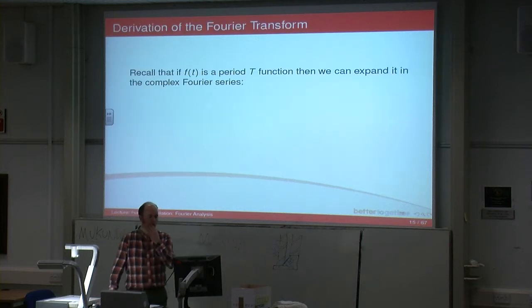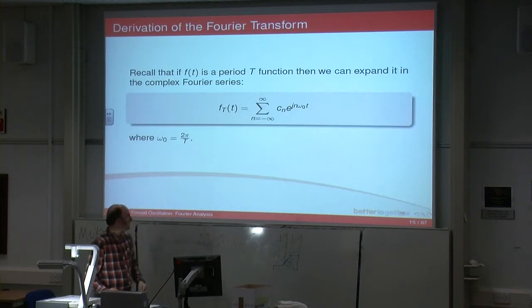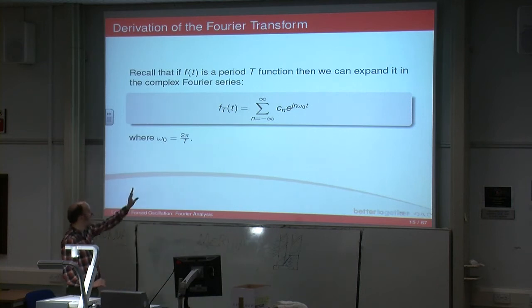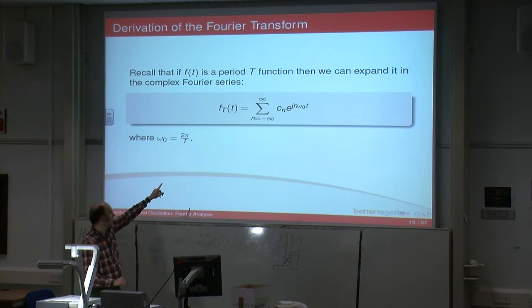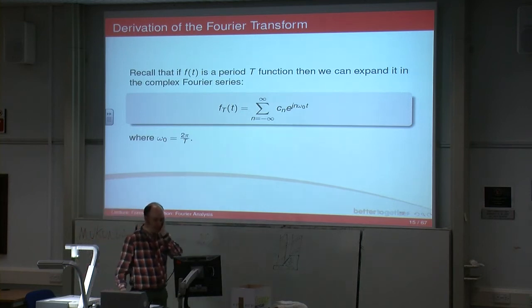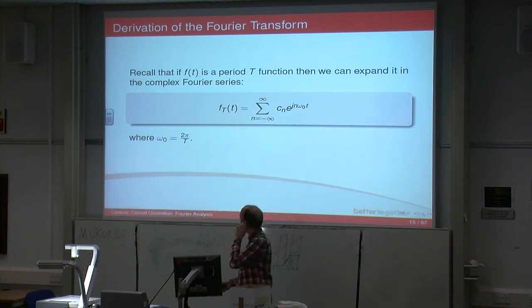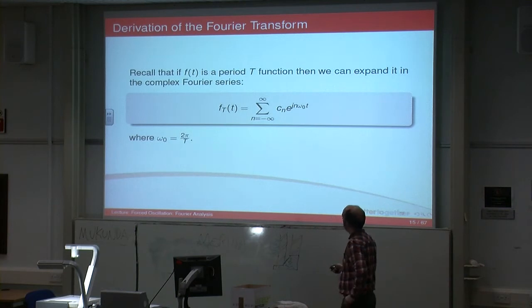So, if we take what we've just discovered, f of t, I've put a subscript T because we're talking about a periodic function here. Okay, this is going to be the difference. We've just come up with this expression, and omega naught here is equal to 2 pi divided by T.